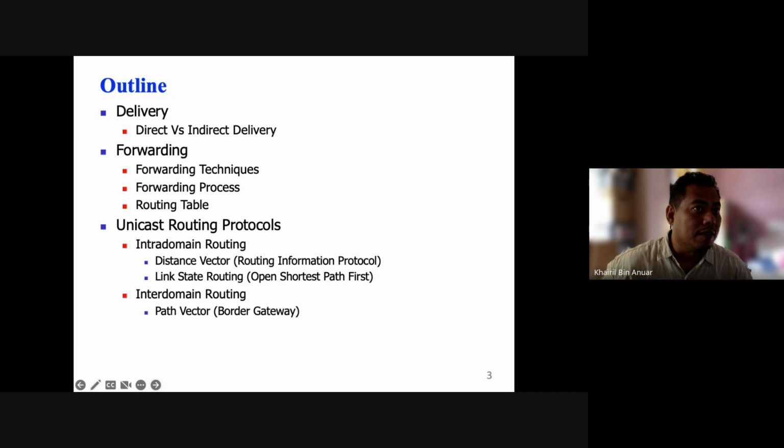And last but not least, unicast routing protocols. Basically, we will look into the different types of protocols with respect to routing.